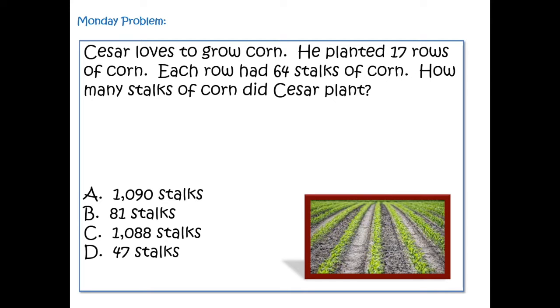Caesar loves to grow corn. He planted 17 rows of corn. Each row had 64 stalks of corn. How many stalks of corn did Caesar plant?